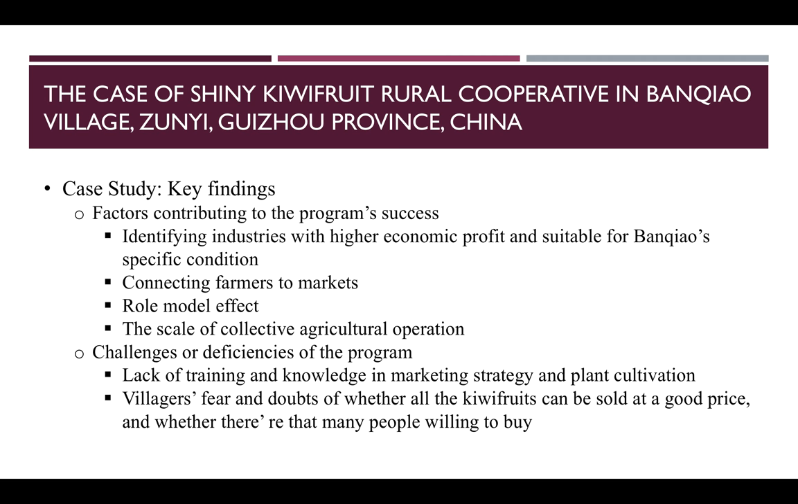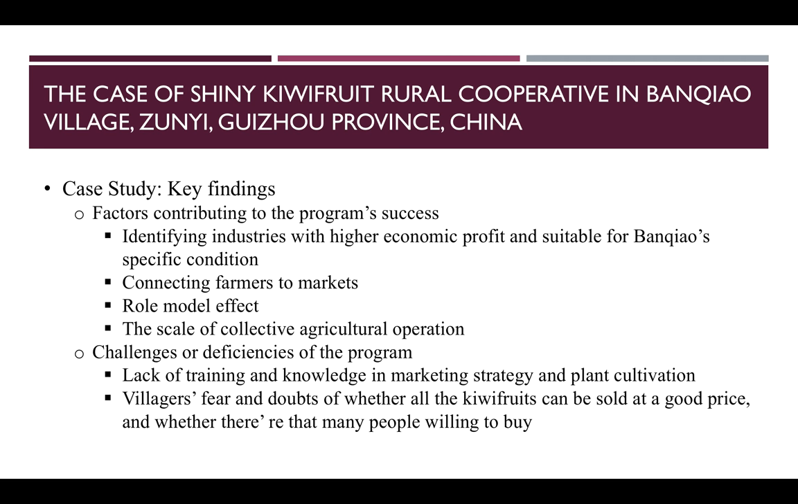And the second contributing factor is that the rural cooperative really connects the farmers to markets. For example, the village committee and the rural cooperative rented two vans that transport villagers to neighboring towns to sell their vegetables and fruits, so that the local villagers can earn at least 100 RMB per day from just selling those vegetables or fruits. And the third factor is, I conclude, a role model effect.